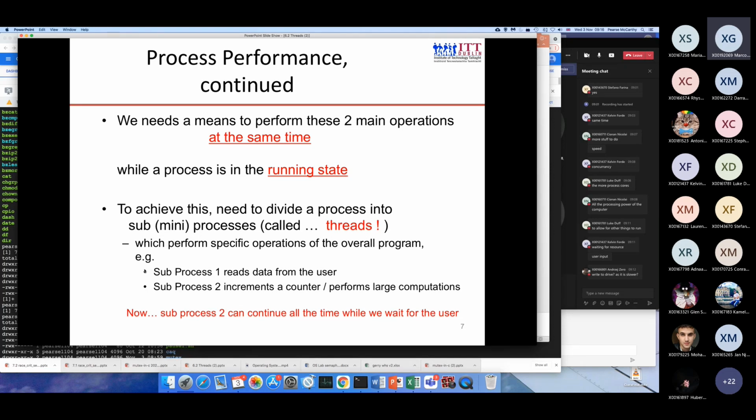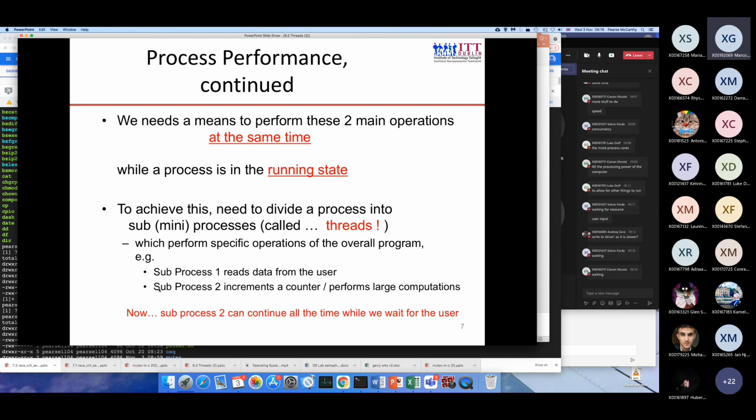So just to say it one more time, if we thread it, when sub-process one is reading data from the user, what state will that sub-process or thread be in? Anyone? When you're waiting for data from a user, what state are you in? Are you in ready? Are you in running? You're waiting. Whereas this one can continue to be in running.